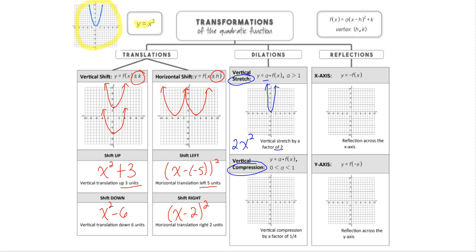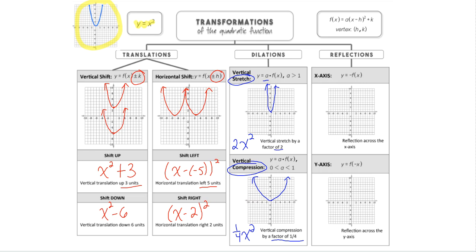Opposite of that is a compression, and that is where we shrink the graph, kind of, so make it shorter. So if I have a compression by a factor of 1/4, it's going to be a number between 0 and 1, a fraction less than 1. So that would look like 1/4 x squared. And that means that it is going to get wider. So it means it's not going up as fast.